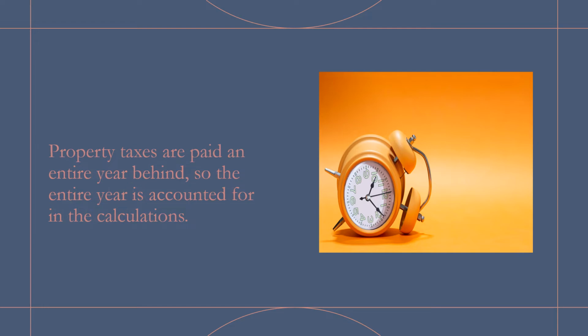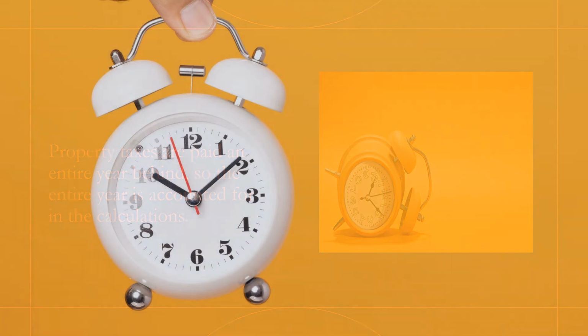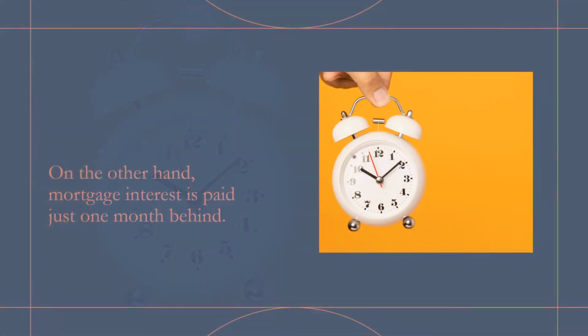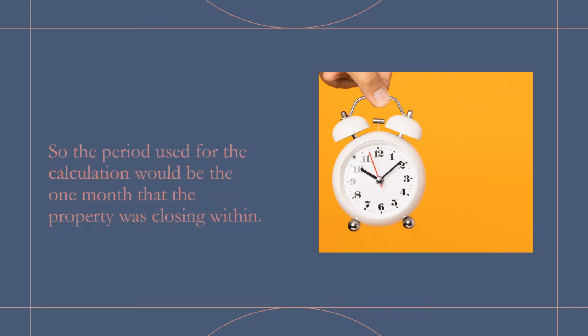Property taxes are paid an entire year behind, so the entire year is accounted for in the calculations. On the other hand, mortgage interest is paid just 1 month behind. So the period used for the calculation would be the 1 month that the property was closing within.